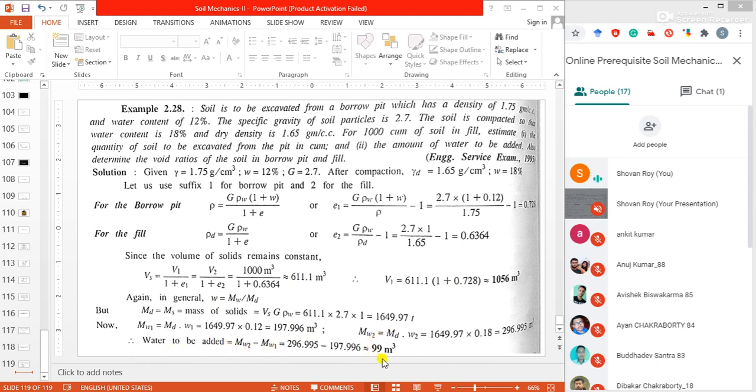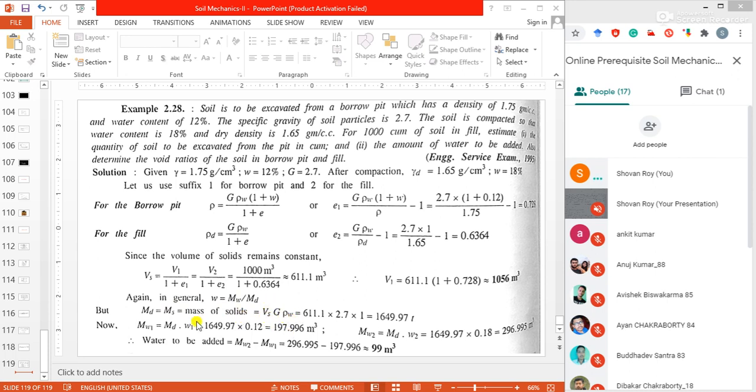Water to be added is Mw2 minus Mw1. This water should be added to completely fill up the borrow pit. This is the water content actually. w is Mw by Md, weight of water to the dry weight of soil, and Md is the mass of solids, or weight of dry soil.